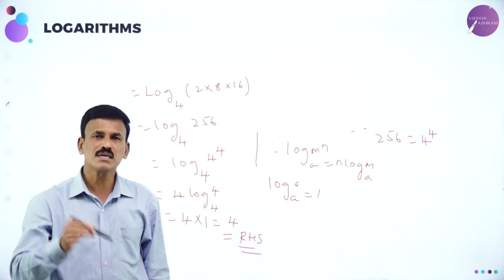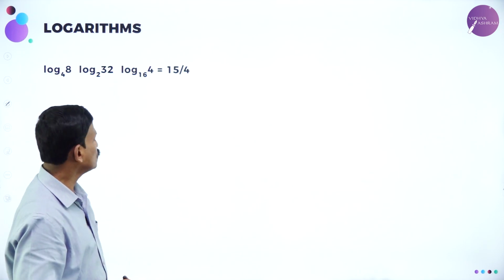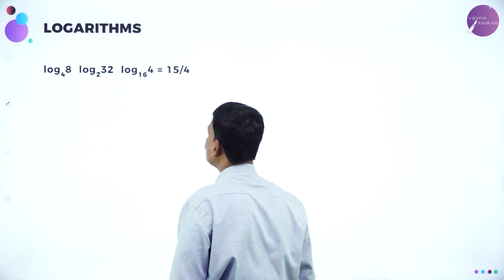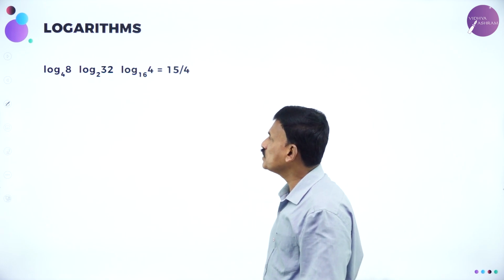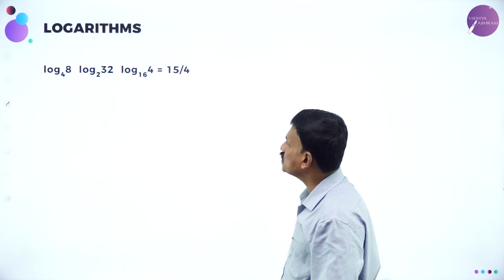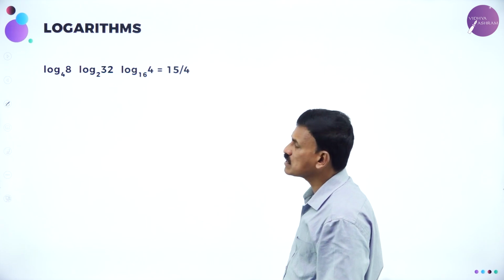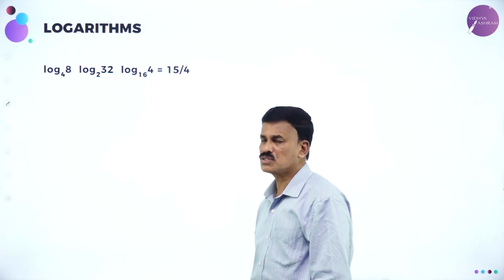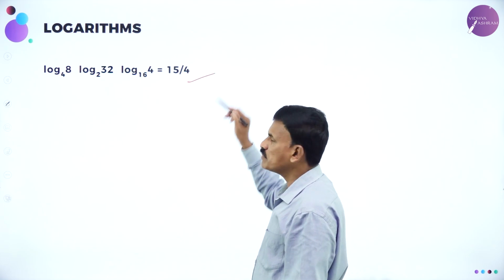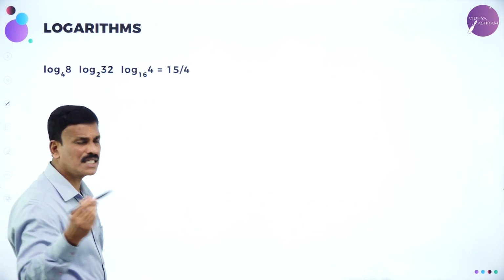Okay. Now let us come to the next problem. So what is to prove? To prove that logarithm of 8 to base 4, logarithm of 32 to base 2 and logarithm of 4 to base 16 is equal to 15 by 4. So what is the answer we want to get? 15 by 4 after simplification. Let us take LHS.